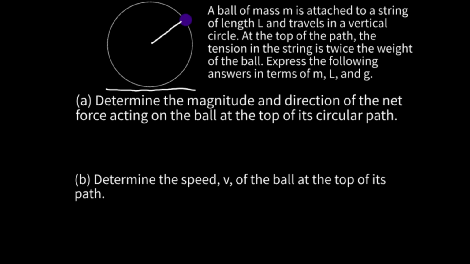So first, we want to determine the net force acting on the ball at the top of its circular path. Alright, so I see net force, so I'm thinking that we should draw a free body diagram. So there is the center of mass of our ball, and the force in contact would be our tension, and any force not in contact would also be the weight of the ball. Or you could say the force of the earth, or mg. Alright, and we know that tension equals 2 mg.